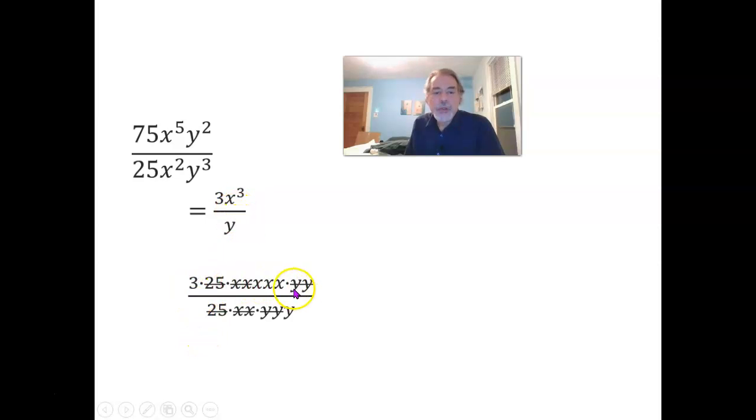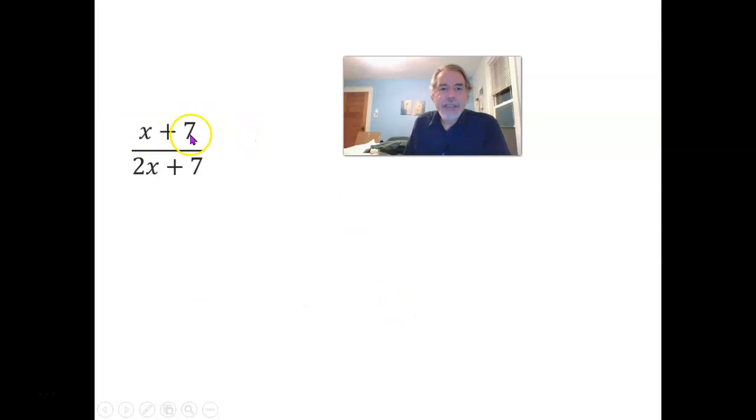Because here's all the factors we started with, and we were able to cancel out that common factor of 25 and x times x and y times y that appeared in the numerator and the denominator, and then what we had left was 3x to the third power over y.